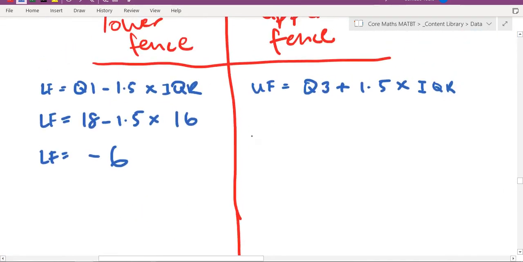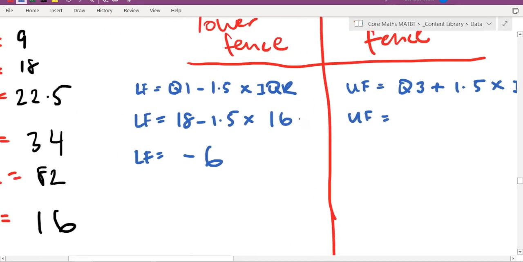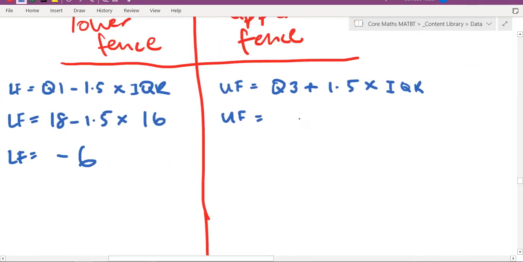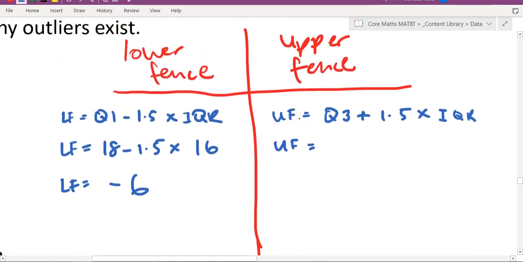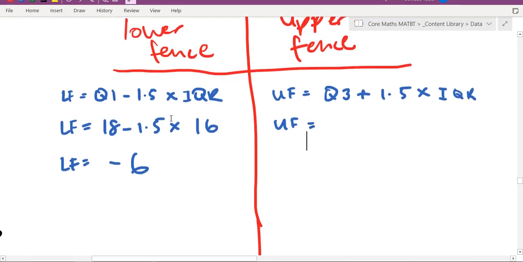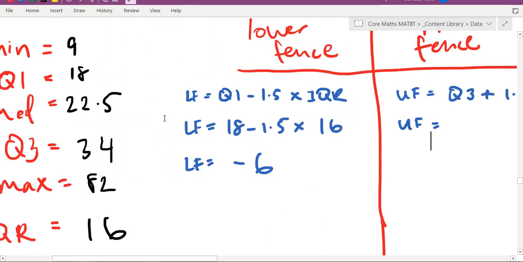All right, next part. So let's finish this off. If there was a question in the SAC that said, are there any outliers? You have to do this working out. I know it's a lot. Even though you know it's in there, you have to show the working out. What they want to see is the formulas and you using it.